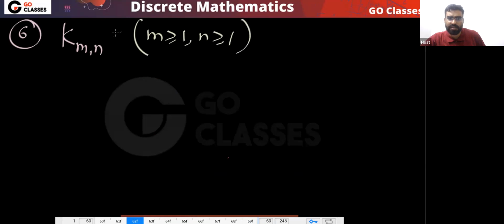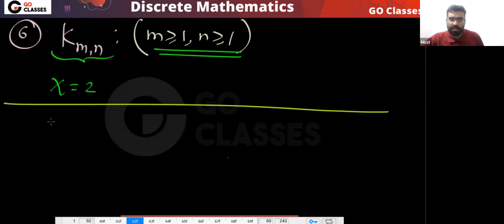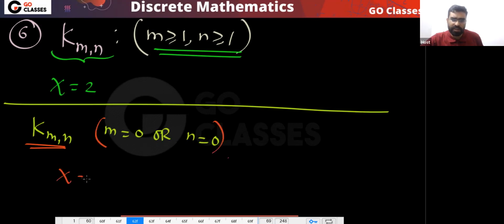So let's assume m is greater than or equal to 1, n is greater than or equal to 1. For this, again, this is a bipartite graph. And if you have at least one edge, then the answer will be 2. So the chromatic number will be 2. But remember, again, if you don't have an edge, for example, if you have KMN where m equals 0 or n equals 0, then the chromatic number will be 1. Again, the same thing.